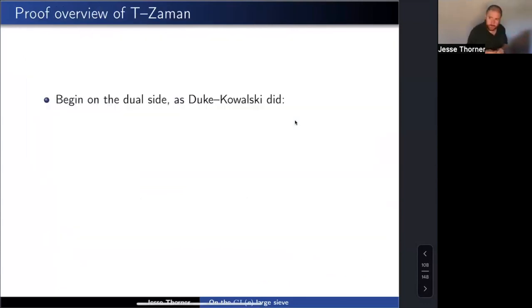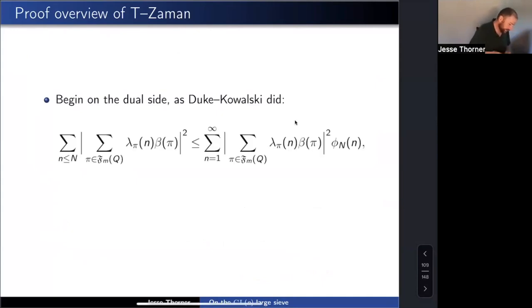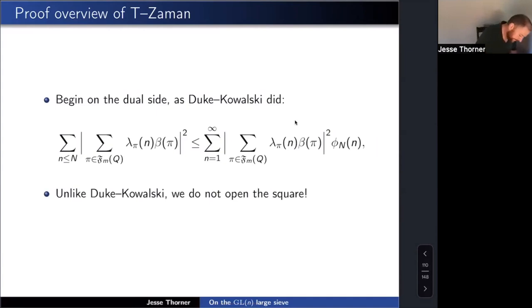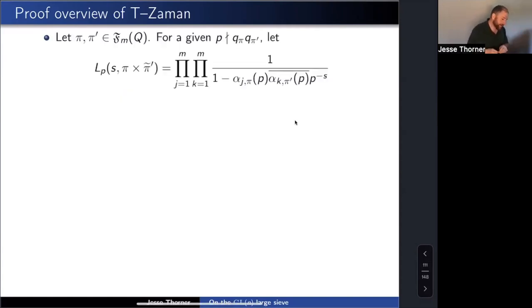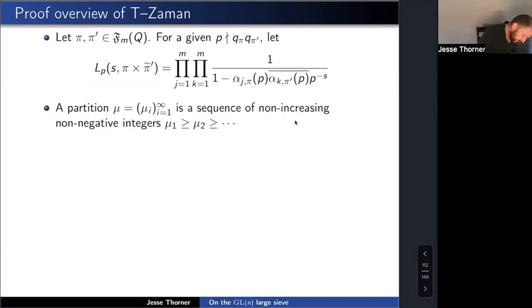Now, I'll try to get through this in just a few minutes. In my work with Zaman, we begin on the dual side as Duke and Kowalski did. But unlike Duke and Kowalski, we don't open up the square. To describe what happens here, we have our Rankin-Selberg L-function. Here's our pth Euler factor.